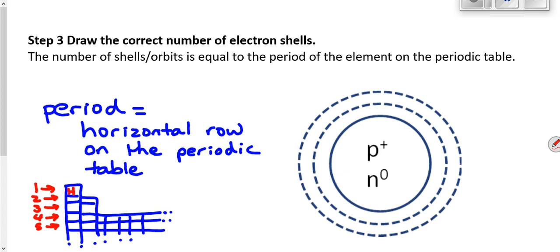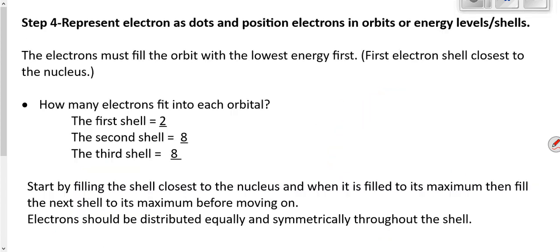Hydrogen's in period 1. In fact, period 1 is really small. Only hydrogen and helium are found in it, so it would only need 1 ring. If I'm drawing a different element, it could need 2 or 3. So count which period it's in, and that'll let you know how many shells you're going to need. And then we're going to start filling up this diagram with the right amount of things.